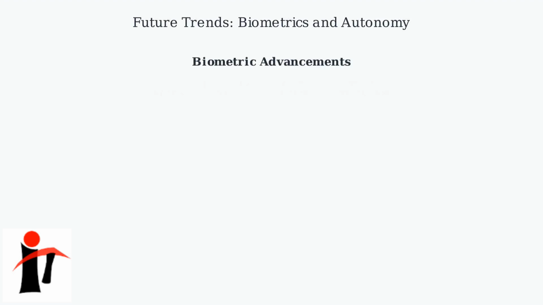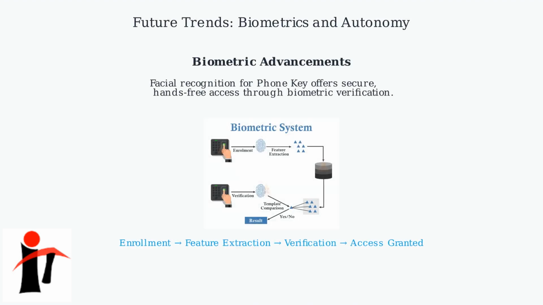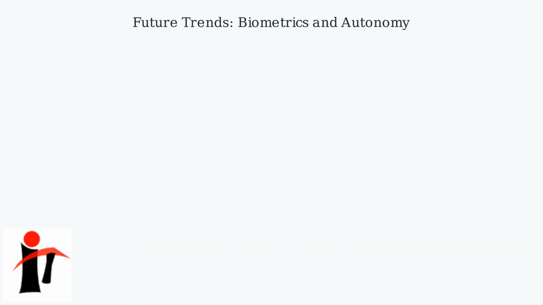Looking ahead, Tesla's multi-driver system will incorporate biometric advancements like facial recognition for phone key. This technology allows secure hands-free vehicle access through biometric verification, eliminating the need for physical keys or even phone proximity in some cases. The system works through enrollment, where facial features are captured, then feature extraction analyzes unique characteristics, verification compares against stored templates, and finally grants access if matched. This provides enhanced security while maintaining convenience.